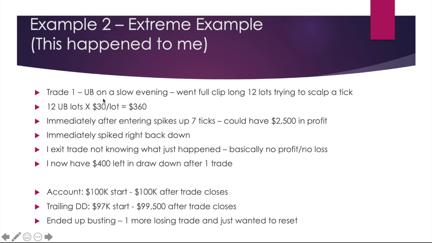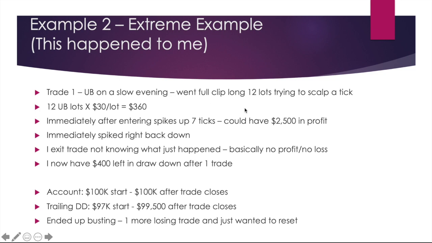Ultra Bond, if you follow it at all, the bonds in general are a slow-moving product. In the evenings, they can be very, very slow. You can go minutes without even a tick moving. It was one of those evenings for about an hour and a half. The Ultra Bond had traded in a 3 to 4 tick range. I'm thinking I'm being pretty smart.